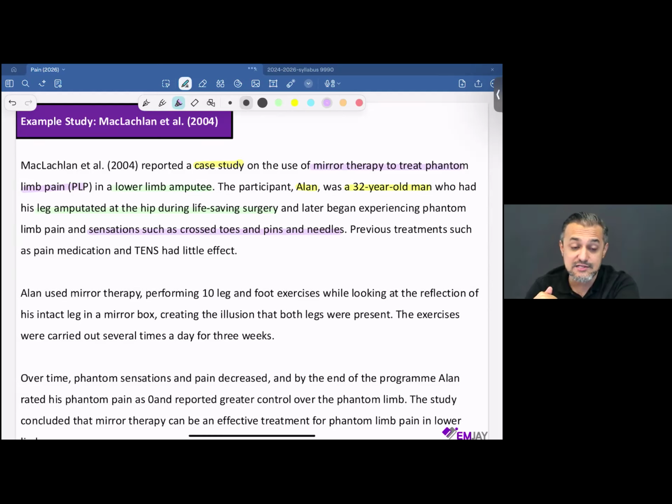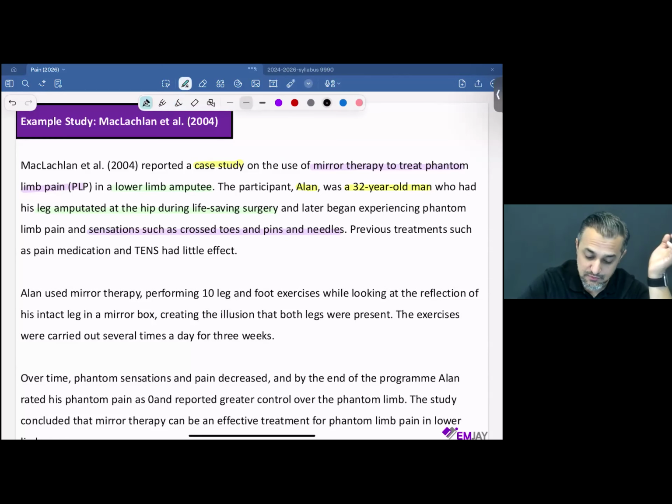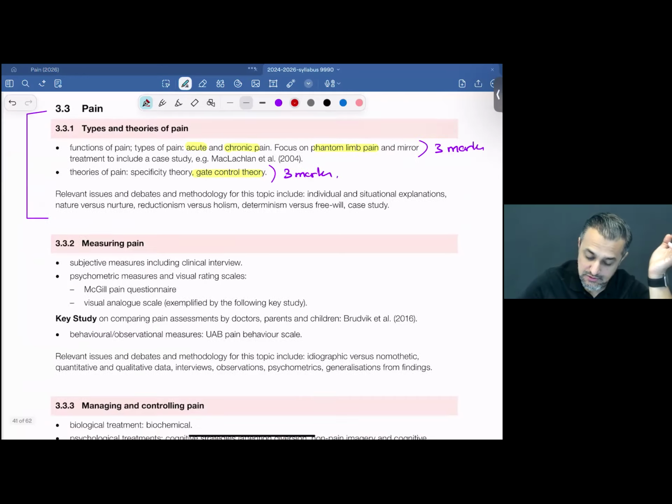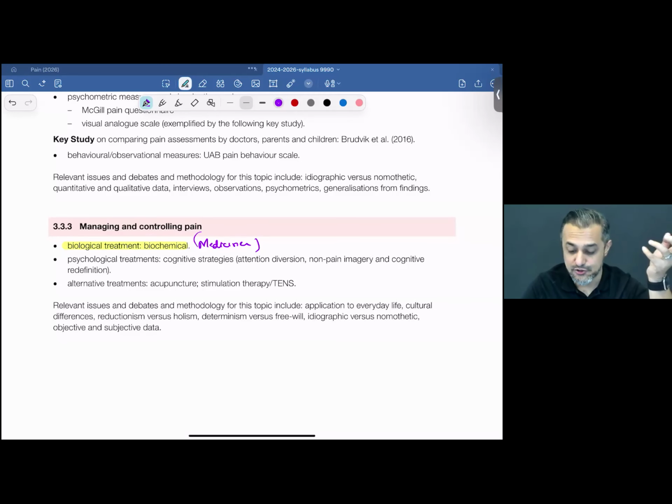Previous treatments such as pain medication, so this gentleman, he tried getting himself treated through pain medication, through TENS, transcutaneous electric nerve stimulation. Now this part we would study when we cover the third section. Let me show you a glimpse. The third section, here we will read about this. We study about using medicines, and medicines again come under the heading of biological treatment, biochemical treatment.